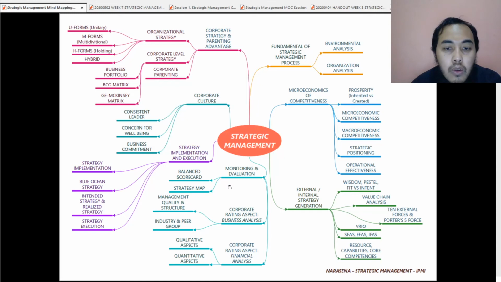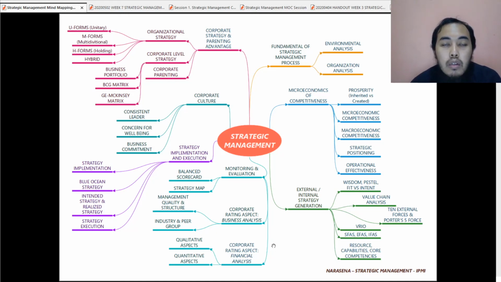And then after that there is monitoring and evaluation for all the strategic management. There is the balanced scorecard and then the strategy map. The balanced scorecard is, I think, the most common one companies use to analyze the company in terms of financial, business, people and so on. And also in monitoring and evaluation, there are corporate rating aspects and business analysis, which covers management quality, and then the industry and peer group analysis.